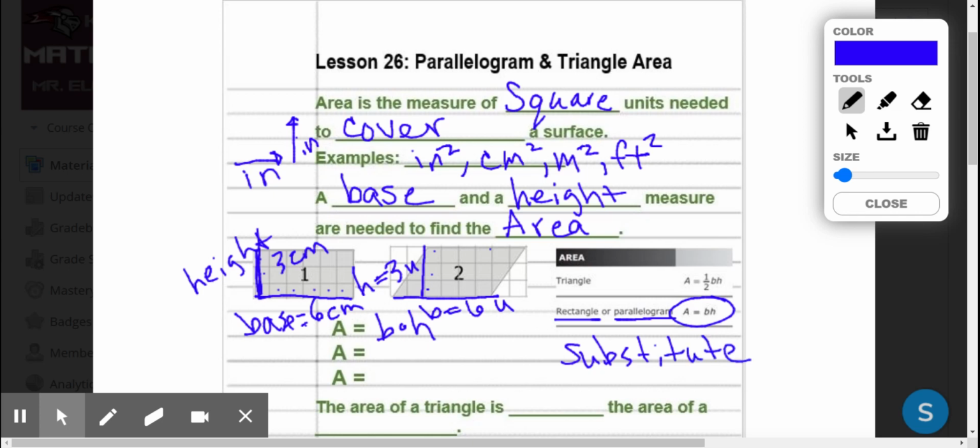And what that means is taking out the base and putting in the number. So we're going to substitute 6, and then the height is 3. And we just multiply 6 times 3. We get 18, and we just say whatever the units are, squared. So that would be the number of square units. And if we counted all of them up, we would get 18. So whether it is a parallelogram or a rectangle, we're going to use the same formula.